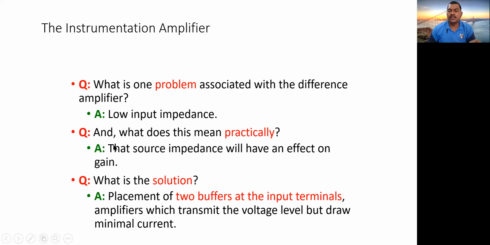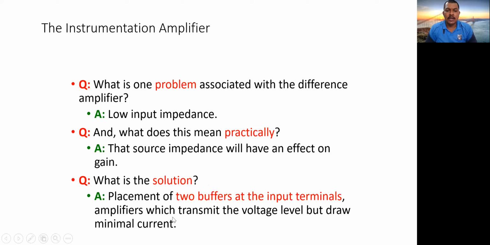अगर लो इनपुट इम्पीडेंस है तो उससे कम आउटपुट इम्पीडेंस वाला ही सर्किट हम उसको जॉइन कर पाएंगे. This is the most drawback of the difference amplifier. So this is what is explained over there. So what should be the solution?